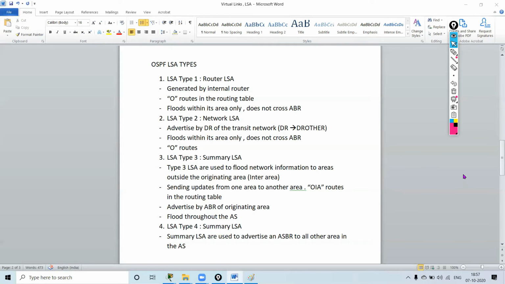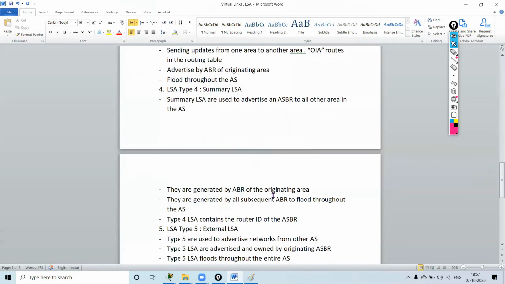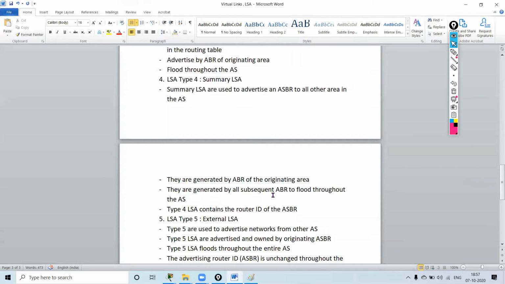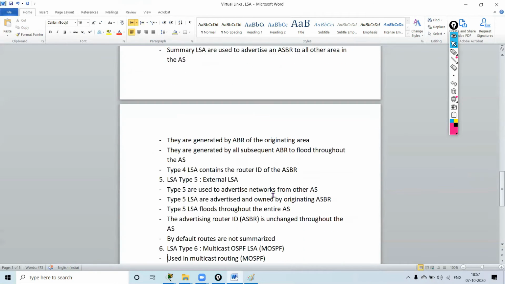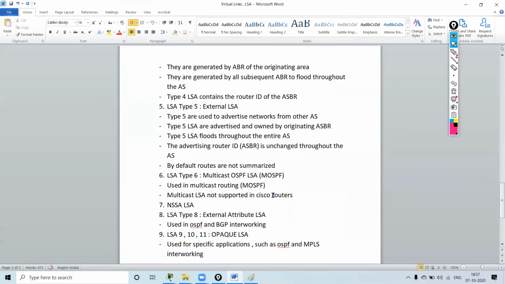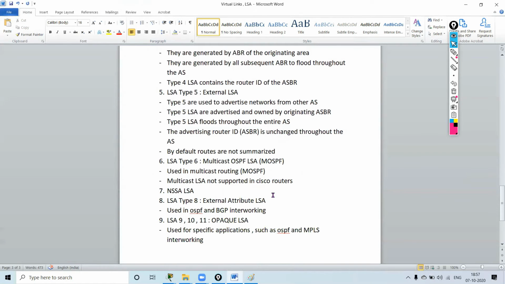Is it done? Yes. Done. You want LSA 5 also? Yeah, for a minute just. I will take a screenshot. Then I will note down later. Can I scroll down? Yes, yes, please. Done. Go ahead. Okay, perfect.